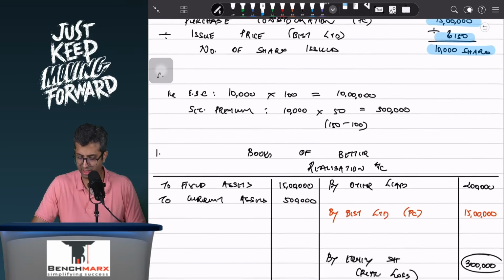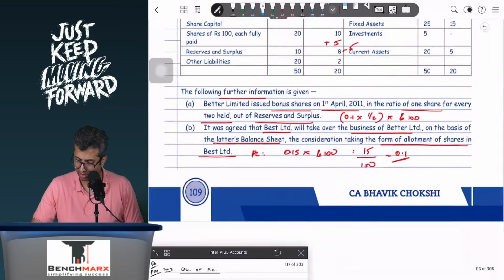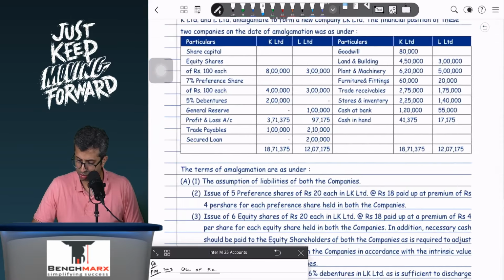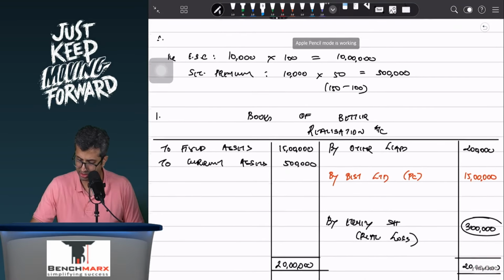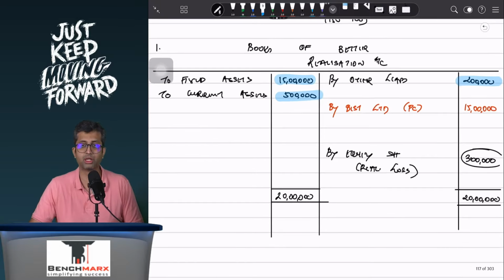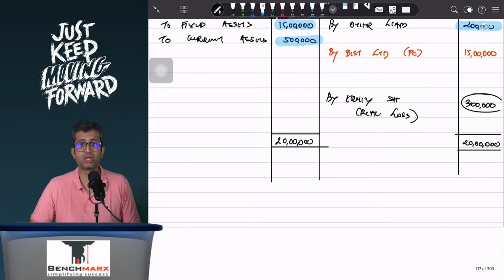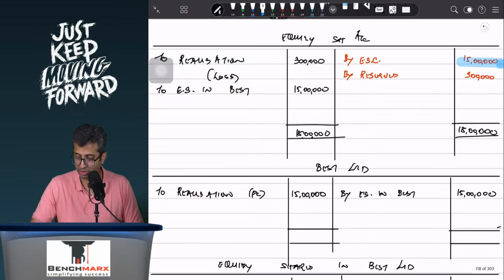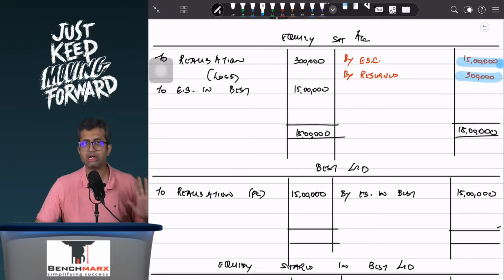Now if I were to prepare the closing accounts of Better, I will first have the realization account. In the realization account, I will take all the assets, 15, 5, and the liabilities too. So this is 15, 5 and 2, as you can see over here. Now in the share capital, you will have equity shareholders, where you will have equity share capital of 15 lakhs and also reserves of 8 minus 5, that is equal to 3 lakhs. So that takes care of the entire balance sheet.